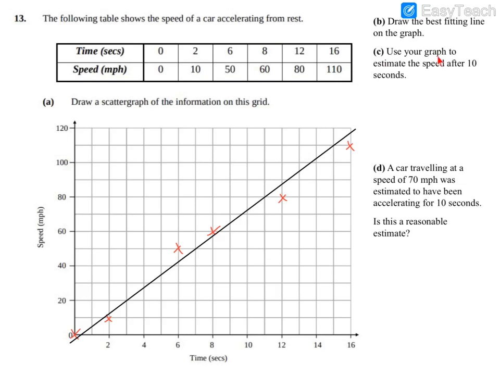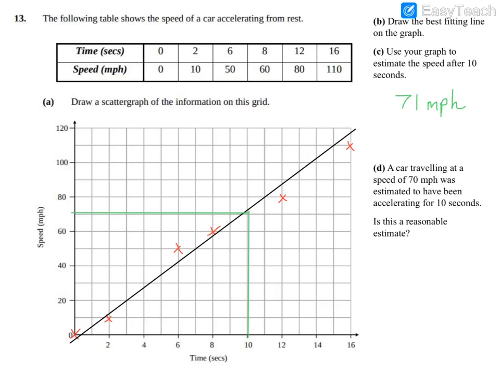C, use your graph to estimate the speed after 10 seconds. Okay, so we've got this line of best fit that we can use. I'm going to go and find, right, 10 seconds is here. So let's draw a line going straight up from 10 seconds until it hits my line of best fit, and then go straight across to find the speed. So I reckon that's somewhere in between 60 and 80. It's a little bit more than 70. I'm going to estimate that that's about 71 miles per hour.